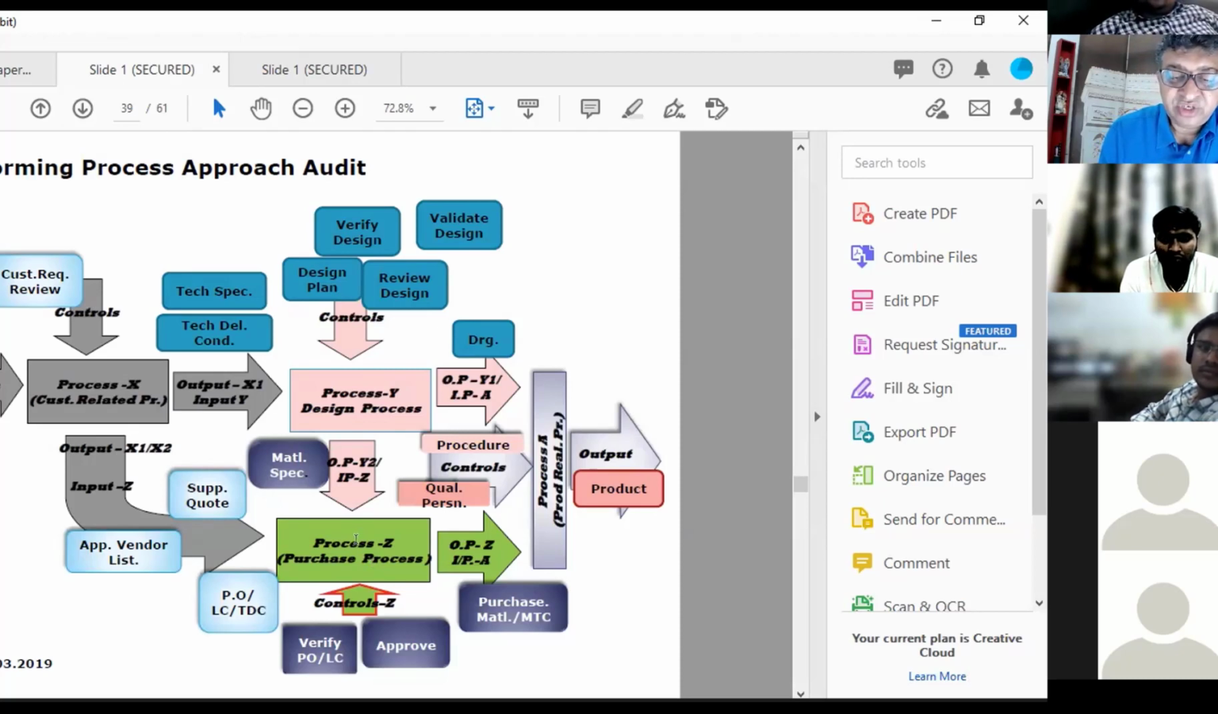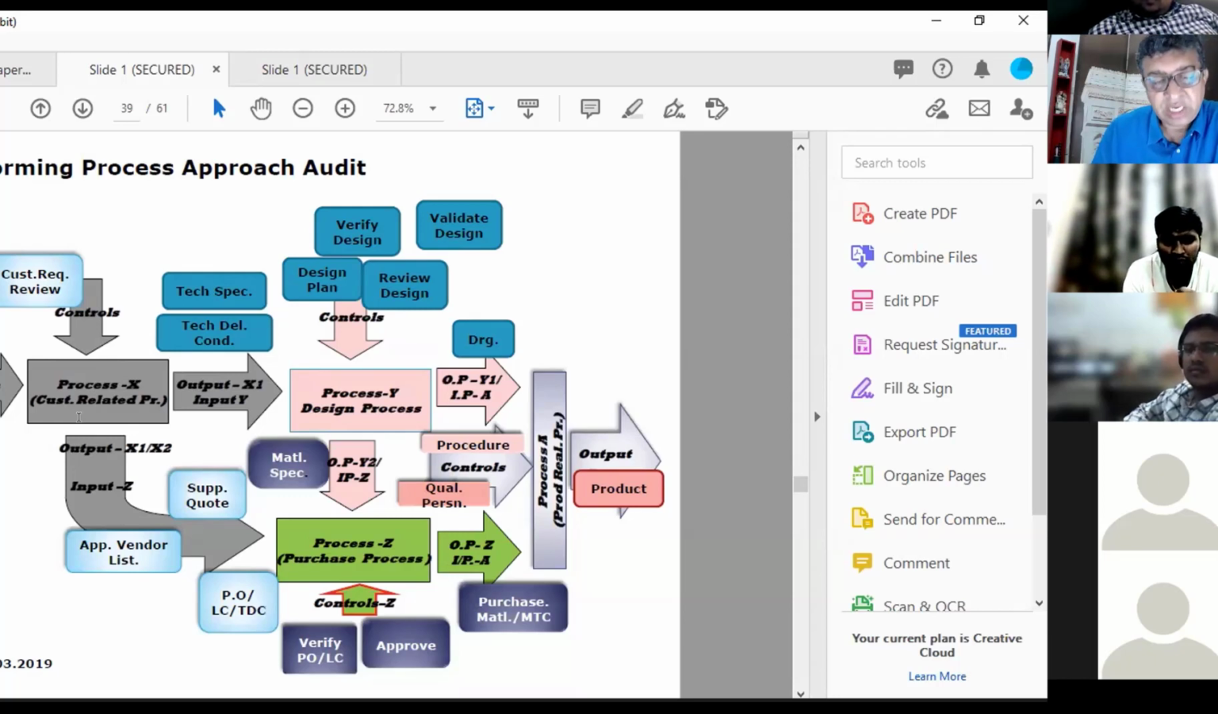Now imagine trace forward is a concept. When you start at this point, the customer related process, you look at the inputs, look at the controls, look at the outputs. What are the outputs, where are they going? Then you ask questions one by one. What do you do after this? What do you do after this?